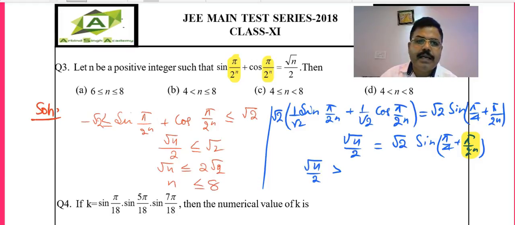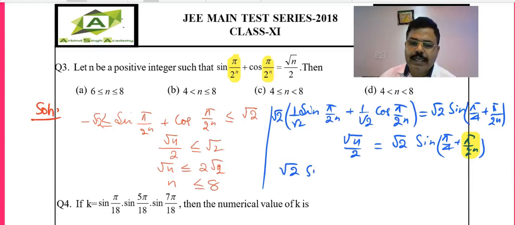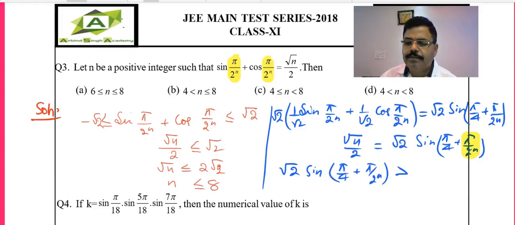This is greater than, I can write here, let me write this like this. This can be written as, since root 2 sine (pi by 4 plus pi by 2 to the power n) must be greater than root 2 into 1 by root 2, right? So that is 1, and therefore this is what?